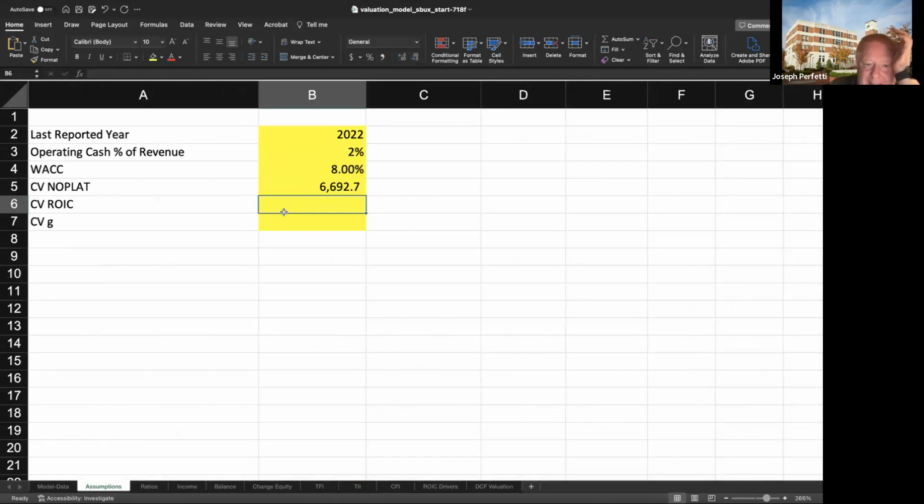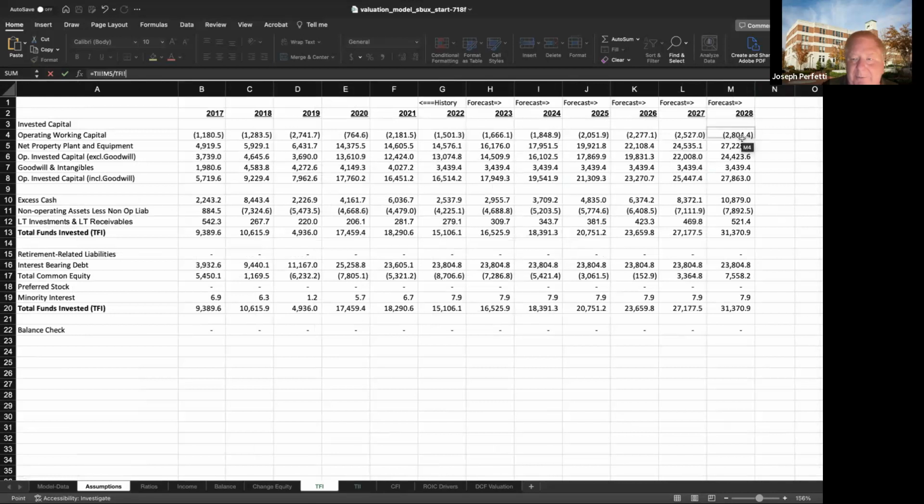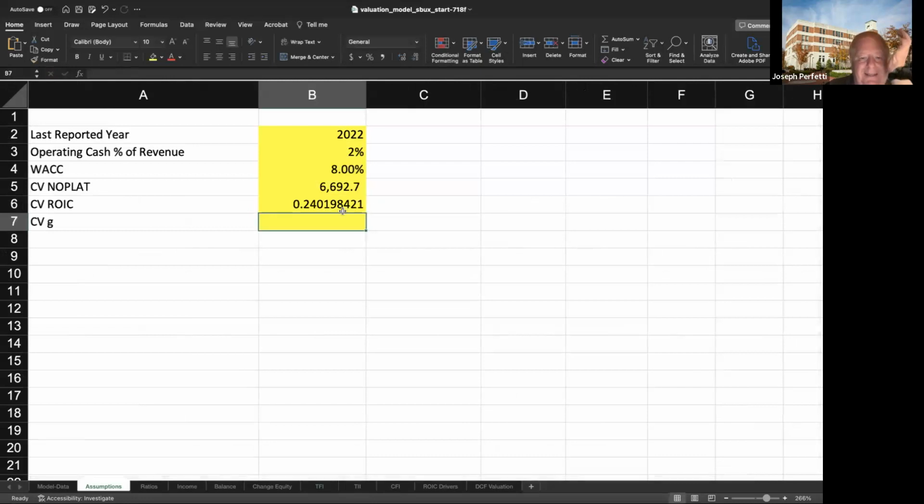Our ROIC. I need an ROIC for the final period. So what is ROIC in the final period? If I go to my TII, I take my NOPLAT in 2028 and I divide by my TFI, my invested capital in 2028, M8. That is my ROIC in 2028, 24%, if my forecast came true.